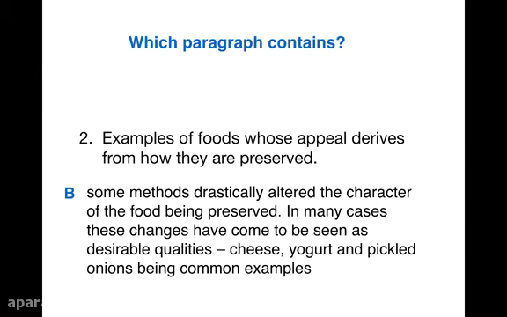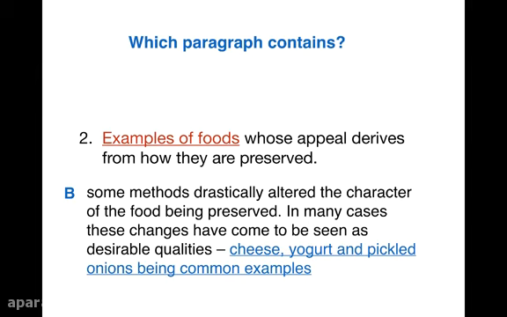Some methods drastically altered the character of the food being preserved. In many cases, these changes have come to be seen as desirable qualities. Cheese, yogurt and pickled onions being common examples. So examples of foods, we've got cheese, yogurt and pickled onions being common examples. As I said, maybe if you scanned for a list of foods, you might have found that.